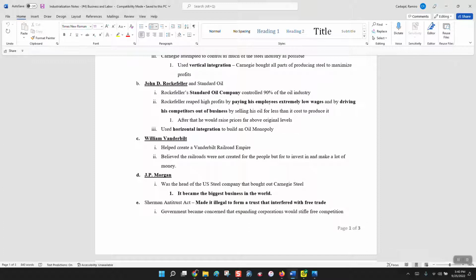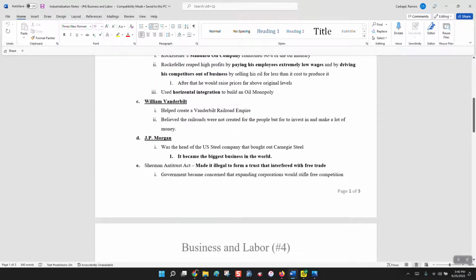William Vanderbilt did his monopoly on railroads, so he started making a huge amount of money with railroads because he would eliminate the competition or buy off the other railroads, and if you wanted to ship something, it was going to be on his railroads, and he's going to charge you what he wants.